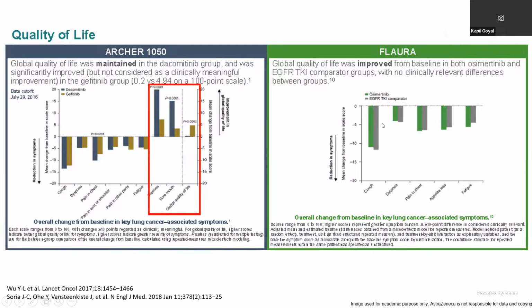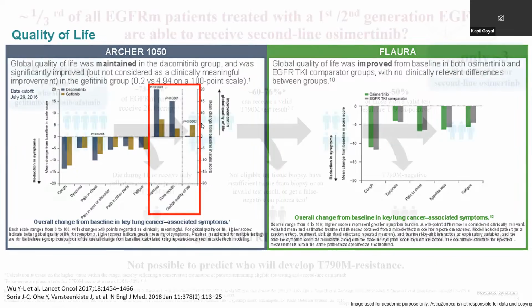Quality of life also, if we see in the FLAURA trial, improved with osimertinib as well as with the first generation TKIs. While in the ARCHER 1050 trial, quality of life was maintained. It was improved in some patients, but in many patients, it was deteriorated, although this was not statistically tested.